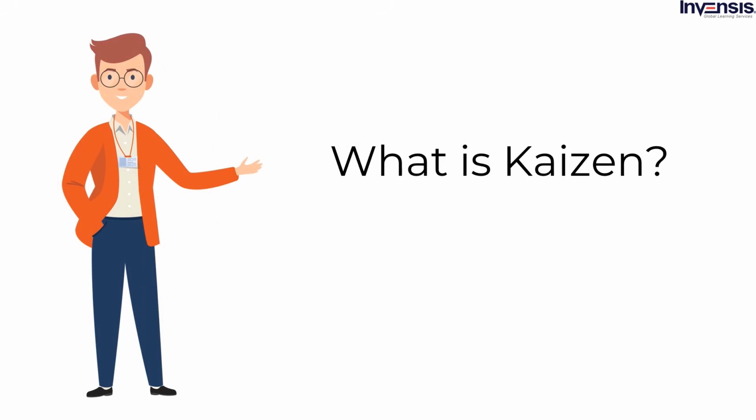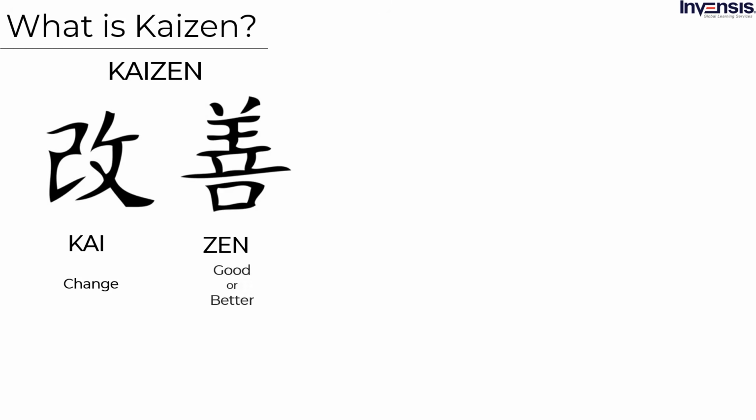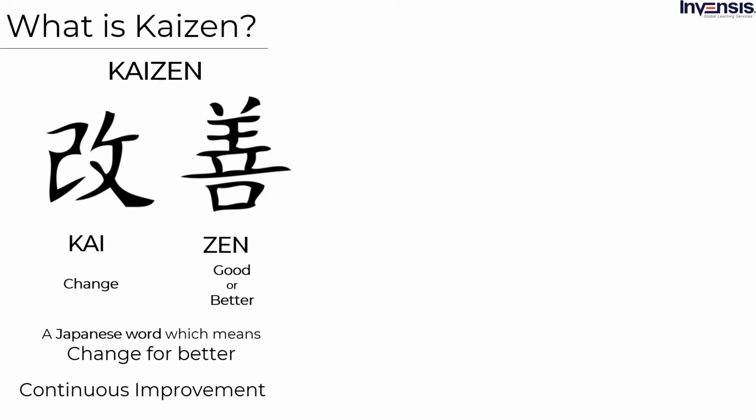First, let us discuss what is Kaizen. To start with, the word Kaizen, which originated from Japanese, can be split into two, where Kai means change, and Zen means good or better. So, in simpler words, it means change for better, or it can also mean improvement.